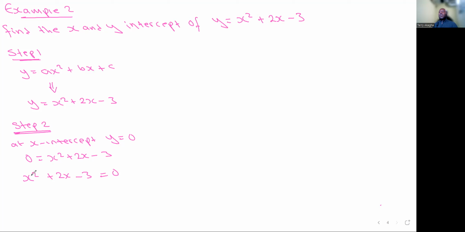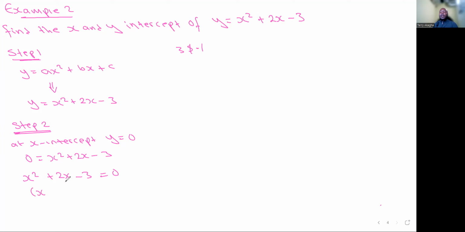So let's go. We're going to look for numbers that you multiply that will give you minus 3, and when you add them, give you plus 2. So it's going to be 3 and minus 1, because 3 times minus 1 will give you minus 3, and 3 plus minus 1 is going to give you 2. So please go back to the previous video and review, so that you know how to solve this.